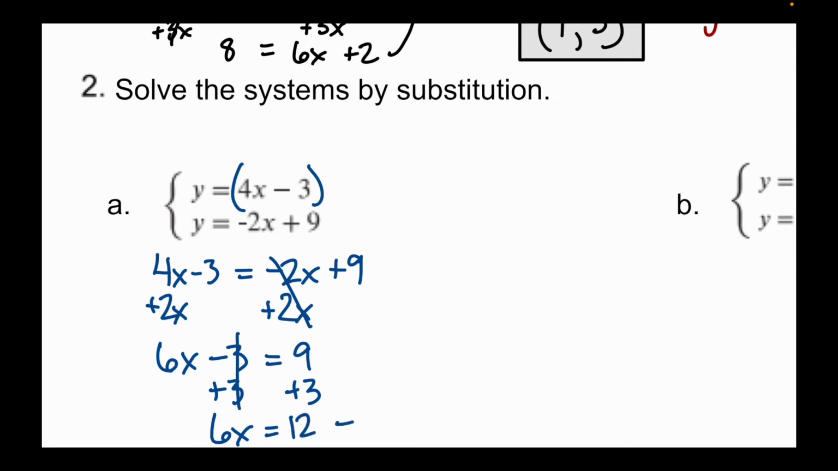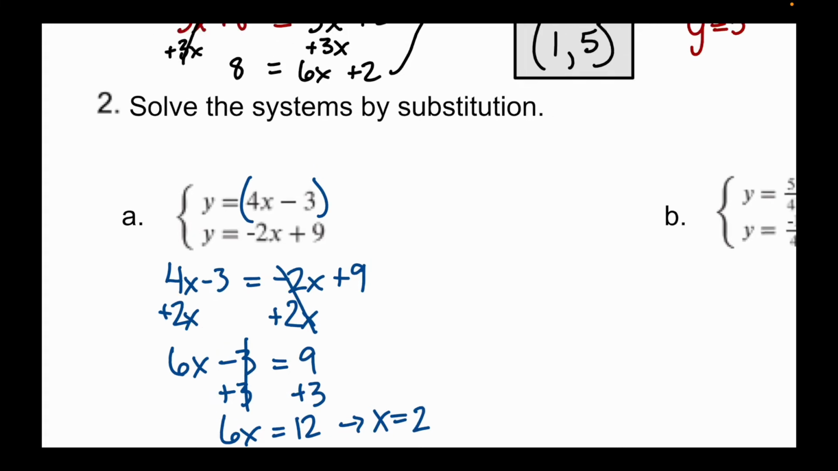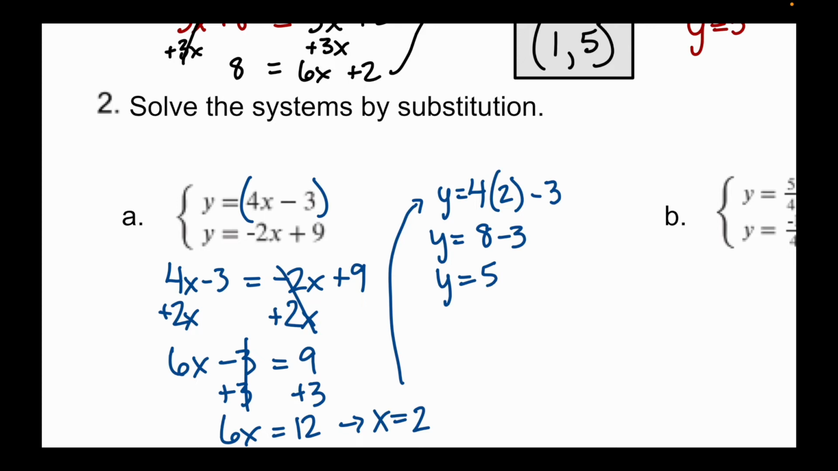When we divide by 2, we'll get x equals, or I'm sorry, we're going to divide by 6 and get that x is equal to 2. Mixing up my questions here a little bit. So now we need to plug back in and find y. y is equal to 4x, but x is 2, minus 3. So y is equal to 8 minus 3, and y is equal then to 5. So we're going to write it as 2 comma 5.